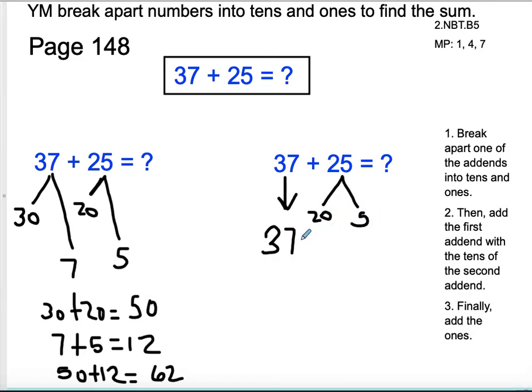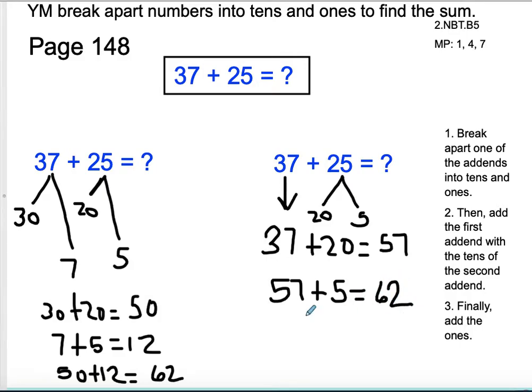So now I could do 37 plus 20 equals 57. And then I have 57 plus 5. And that equals 62. So it goes a little bit faster. You don't have to break apart the first addend and the second addend. You only have to break apart the second addend.